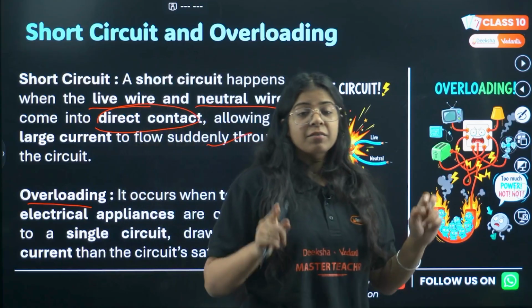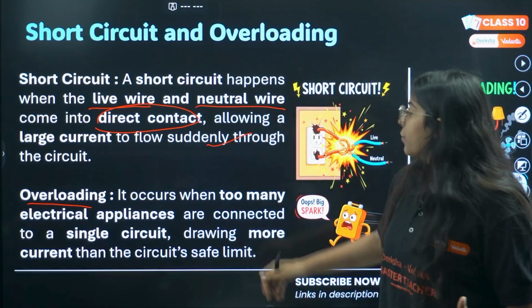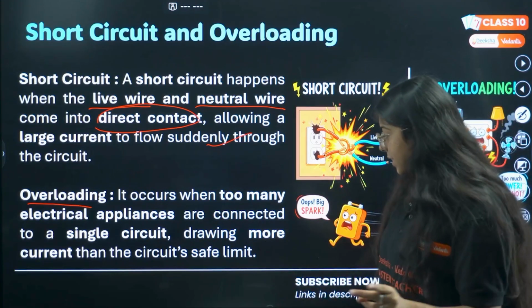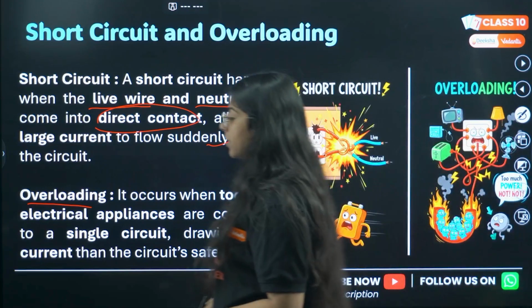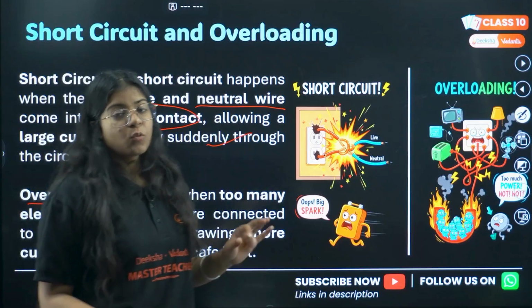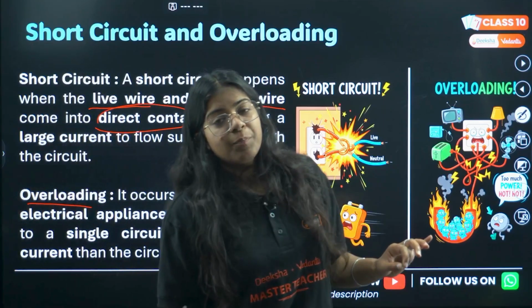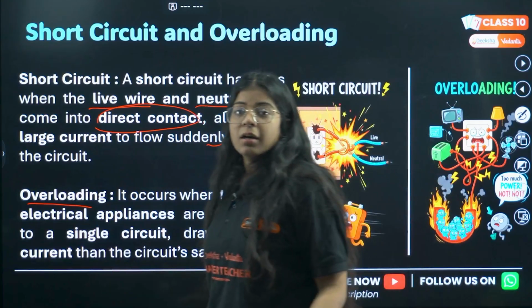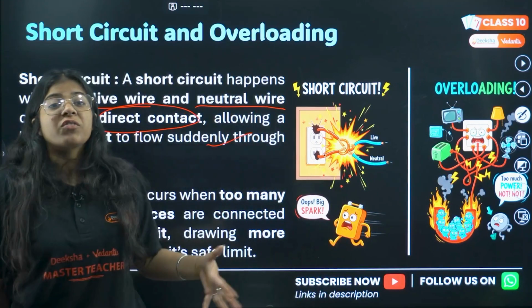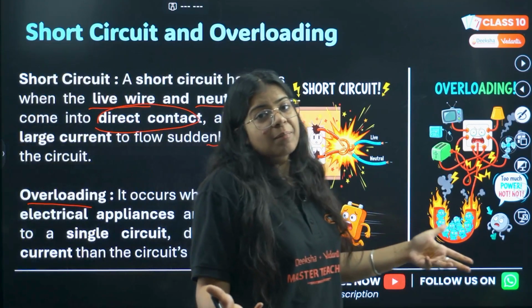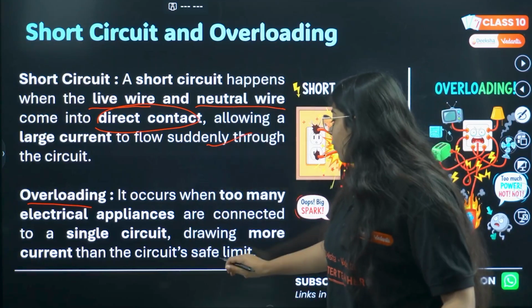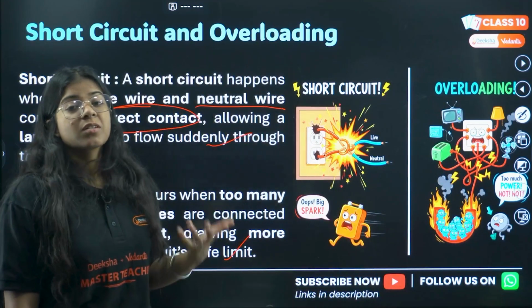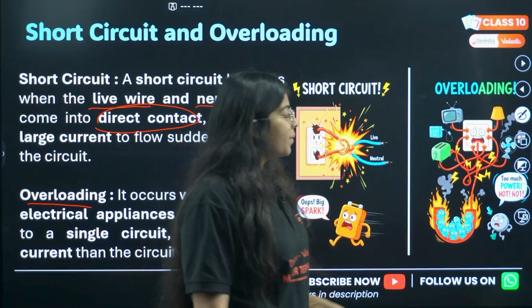So that is called overloading, which occurs when too many electrical appliances are connected in a single circuit, drawing more current than the circuit's safe limit. The circuit's safe limit is 5 ampere, but I've connected a fridge and TV and AC, so it wants 15 ampere. But it's only getting 5 ampere, so it will result in overloading, since 15 ampere is obviously more than the circuit's safe limit, which is 5 ampere.